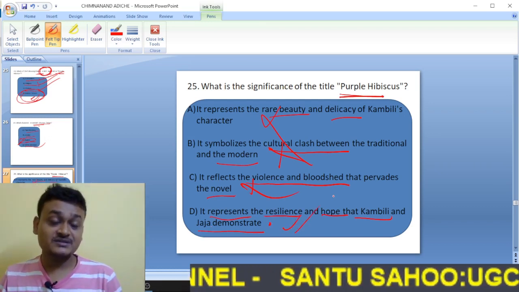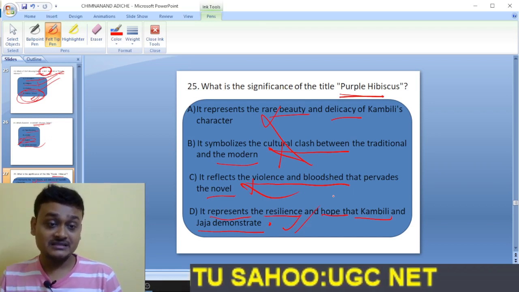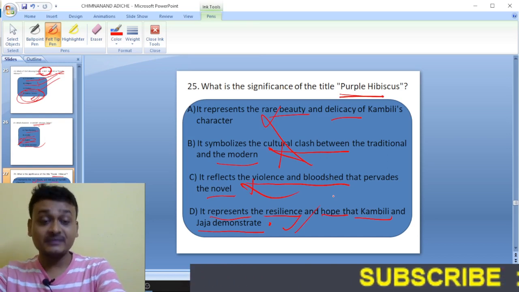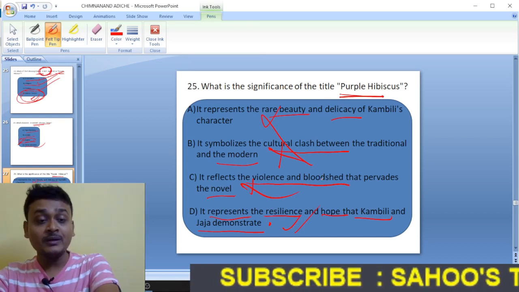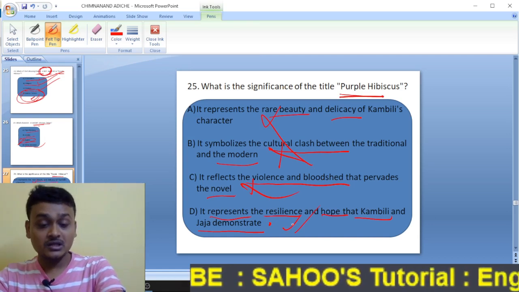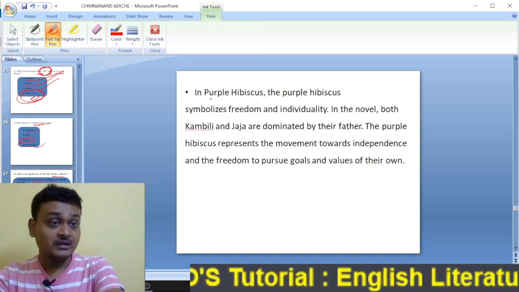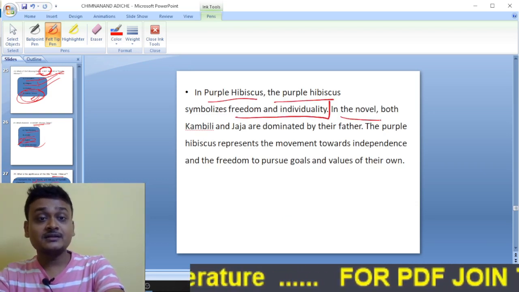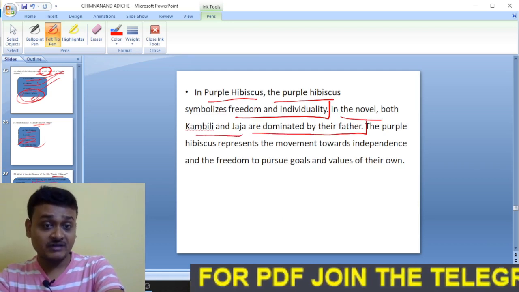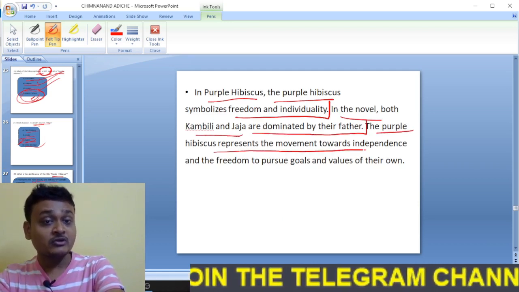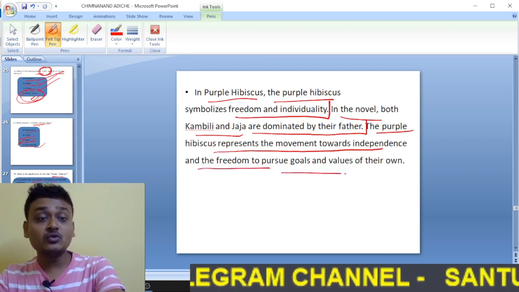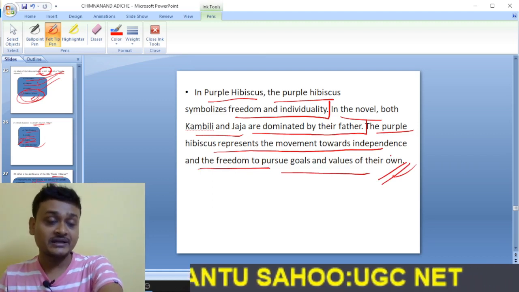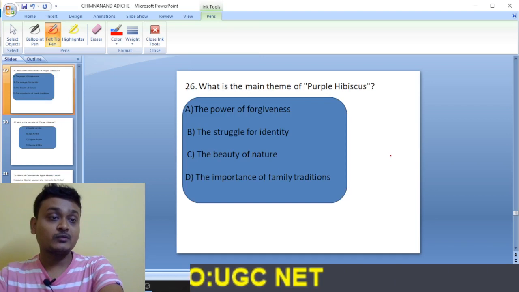Yes, they were optimistic, they were struggling for identity, but they are resilient and they are hoping. So this is about the hope. They are very much optimistic. So it is the resilience and hope that Kambili and Jaja demonstrate in the novel. And here is the explanation. In Purple Hibiscus, the purple hibiscus symbolizes freedom and individuality. In the novel, both Kambili and Jaja are dominated by their father, and the purple hibiscus represents the movement towards independence and the freedom to pursue goals and values of their own. So they were seeking their own identity. They were struggling for their own identity. They are hoping so also. Then one day they will be freed.